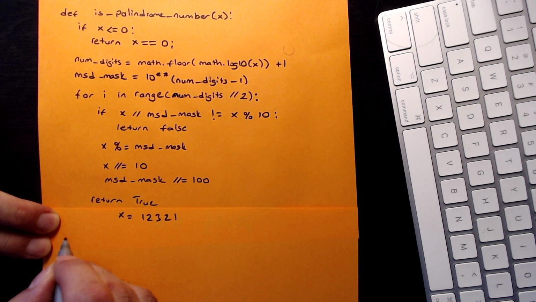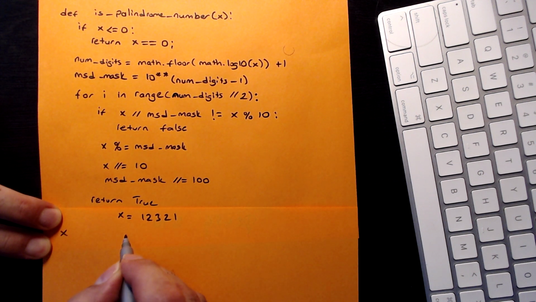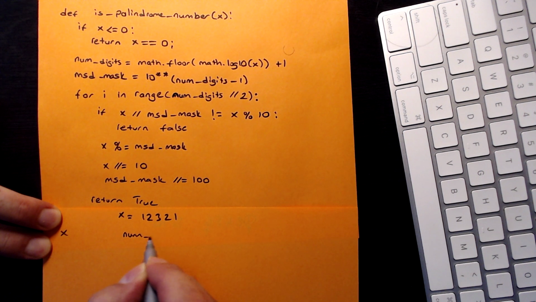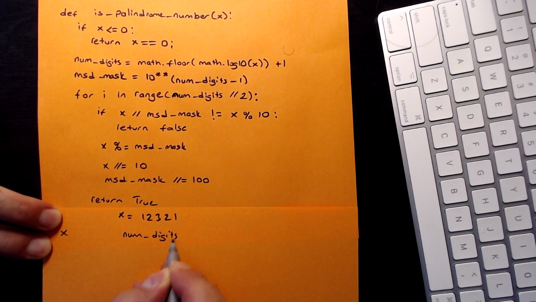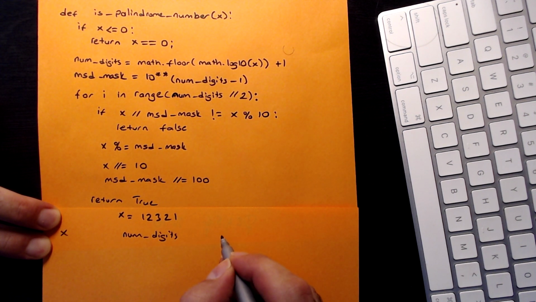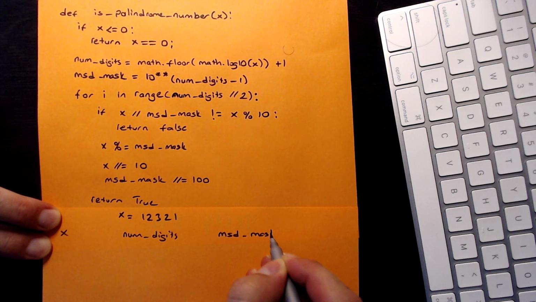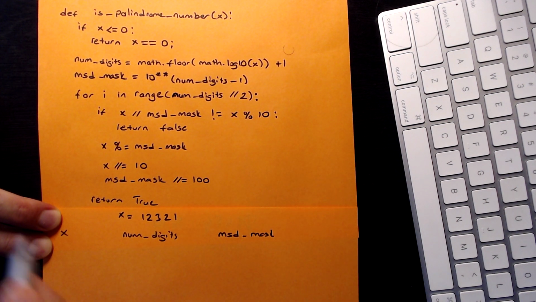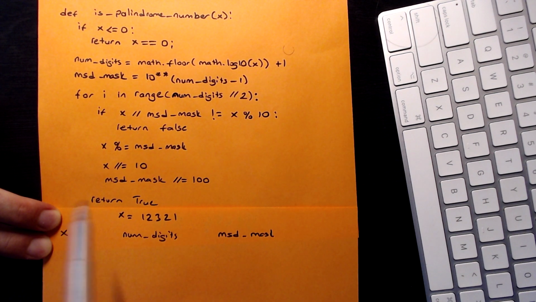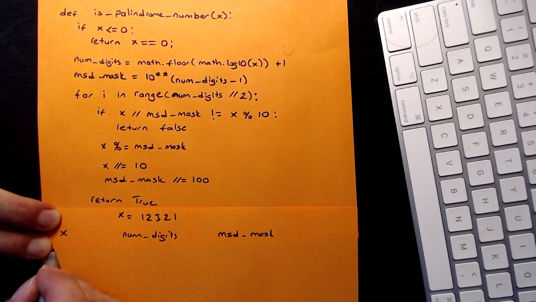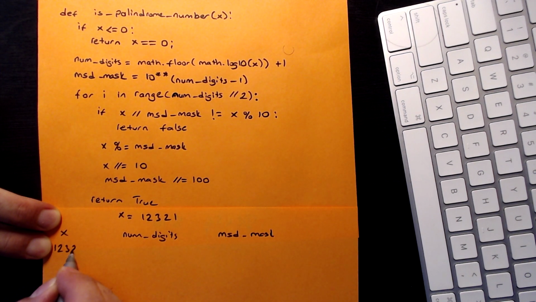Okay, so what we're going to need to track is x. What else do we need in our function? We need number of digits, and we need most significant digit mask. This is the mask that we're going to use to extract the most significant digit. Let's start. So we are taking x, which is 1, 2, 3, 2, 1.